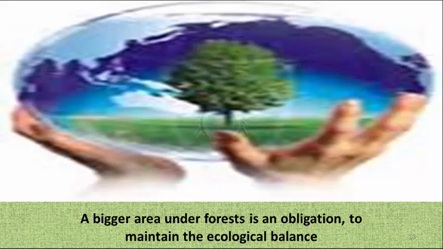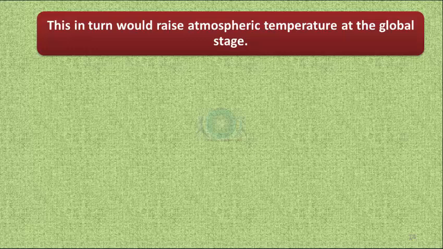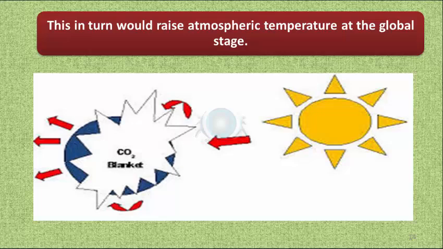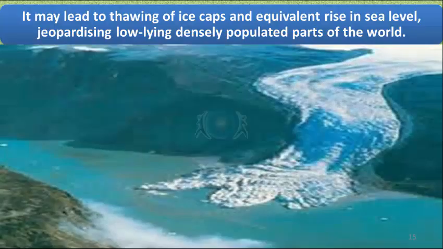As we all know, the greenhouse effect would raise the temperature of the atmosphere at a global level, and it may lead to thawing of ice caps and an equivalent rise in the sea level. And this will jeopardize the low-lying, densely populated parts of the world.